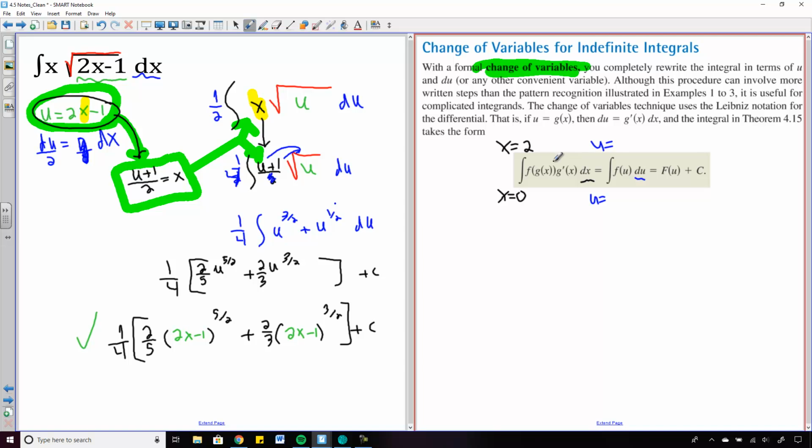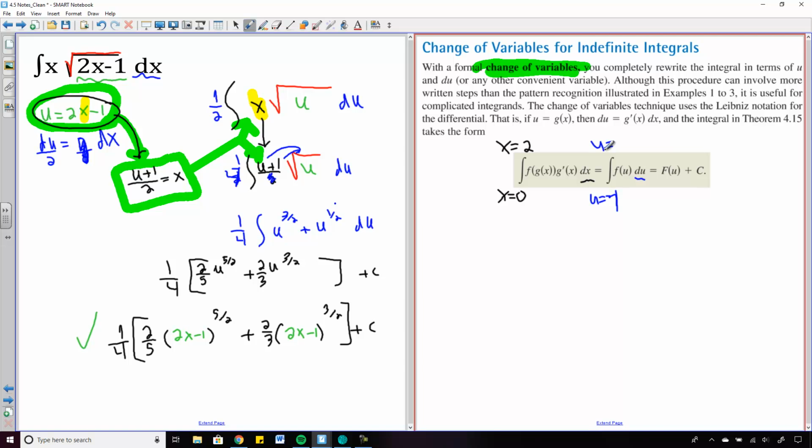If this was a definite integral, I'm just putting these in as integration things. But what would the u be? If x is 0, what's u? We go back here. If x is 0, u is negative 1. So you'd have u equals negative 1. You're rewriting the constant of integration.